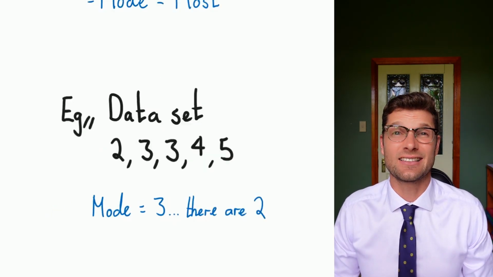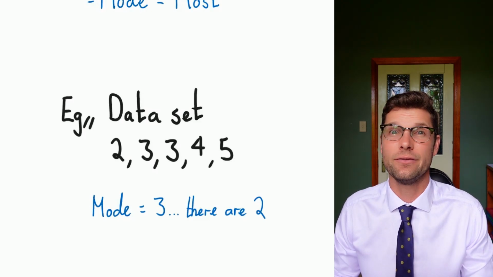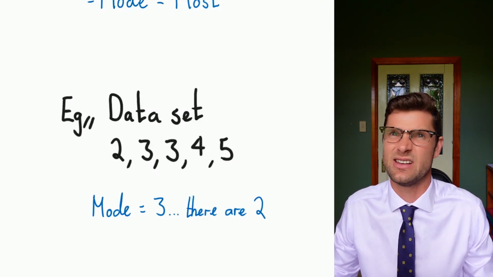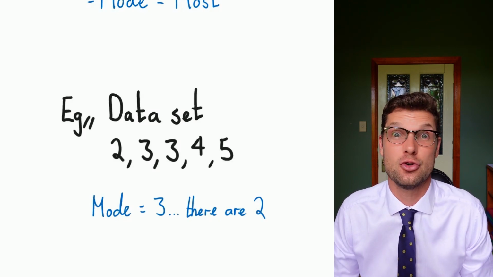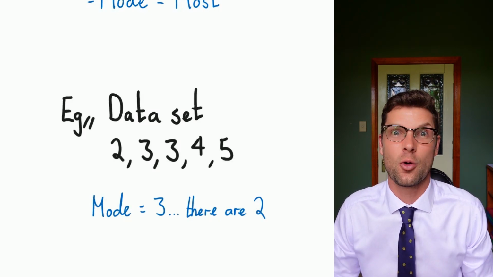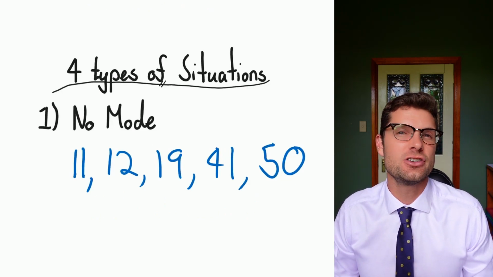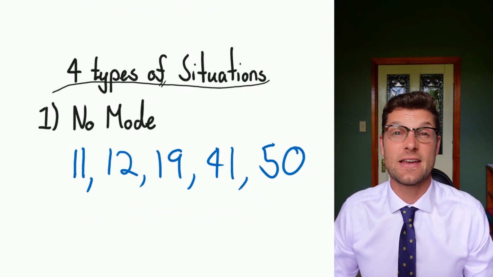So if you had a data set like this, 2, 3, 3, 4, 5, 3 is the mode because there's 2 of them and 1 of everything else. So if you can do that, you can do the mode for every type of question. So we've got 4 types of situations that we've got to be aware of. The first is where there's no mode.